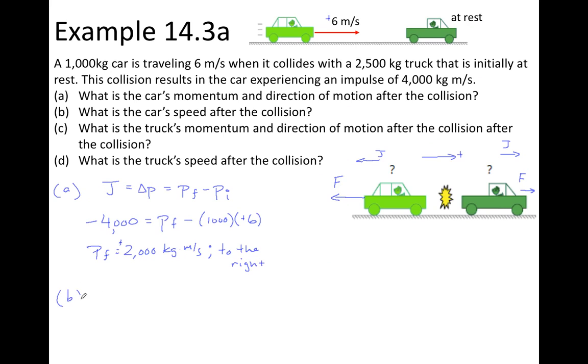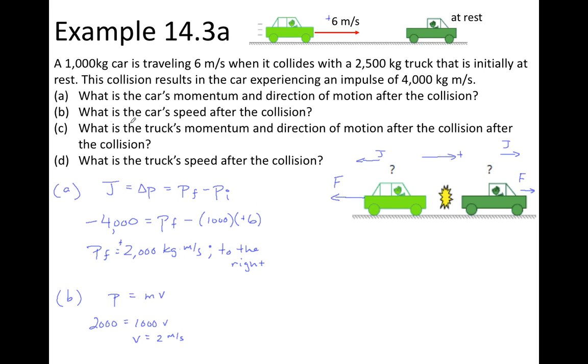Now, part B wants us to calculate the speed. If we know the momentum and the mass of an object, we can just calculate the speed with this. The momentum is 2,000. The mass is given as 1,000, and so the speed is 2 meters per second.